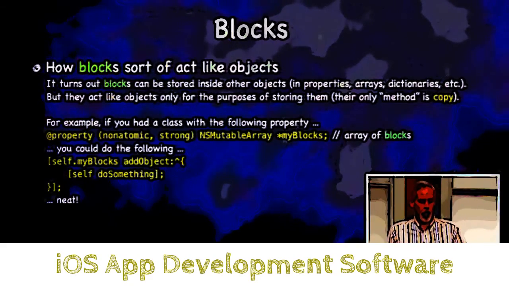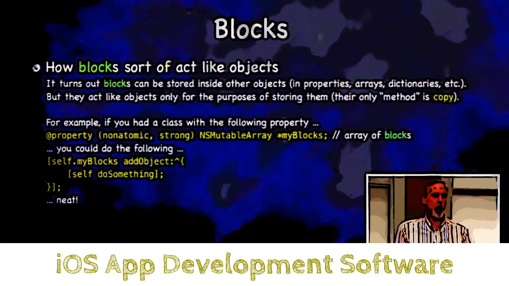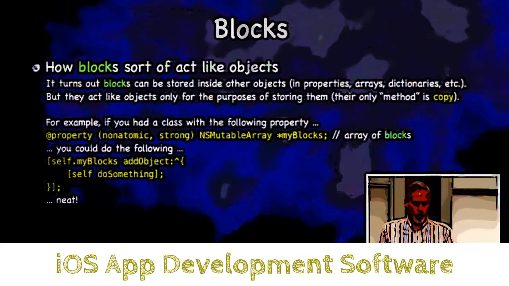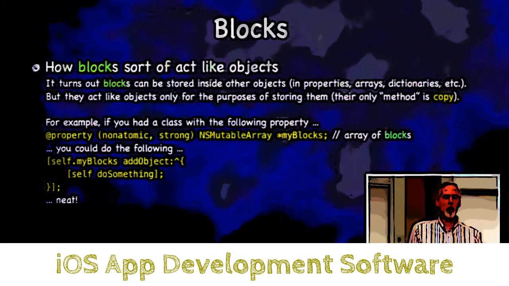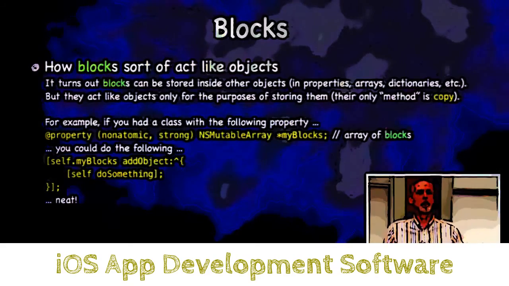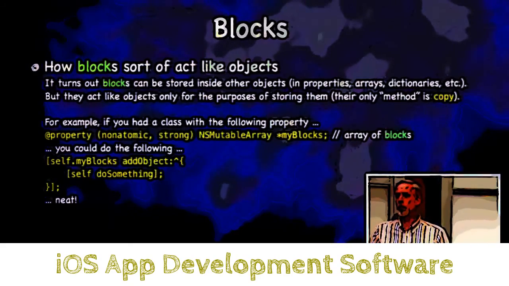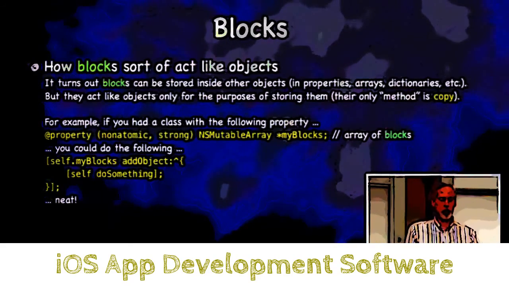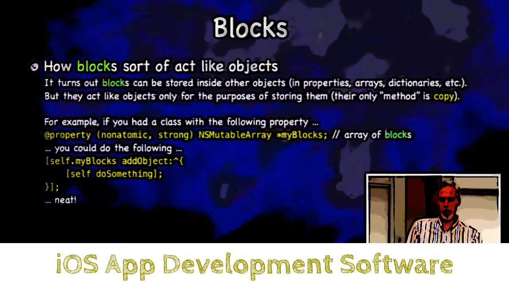So for example, here I am putting a block into an array. I have a property in my class, myBlocks. It's a mutable array of blocks. And I just say self.myBlocks addObject, a block. Okay? And I know this looks weird, and it is weird because blocks are not objects, but they act like objects for this purpose of storing them in things. Okay? So it's pretty neat.